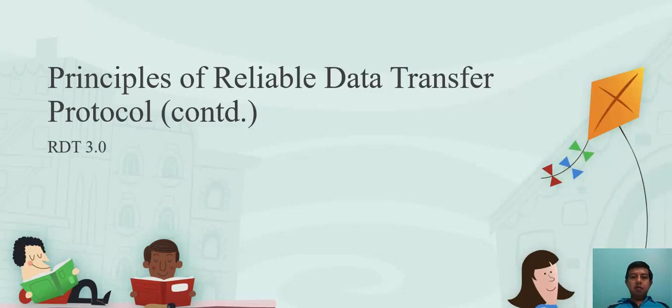So we are in the last phase of designing our reliable data transfer protocol. Let me remind you that this lecture is in continuation of two previous lectures on the principles of reliable data transfer protocol. So those students who have not gone through those previous two lectures would find it difficult to understand the context of this particular lecture.